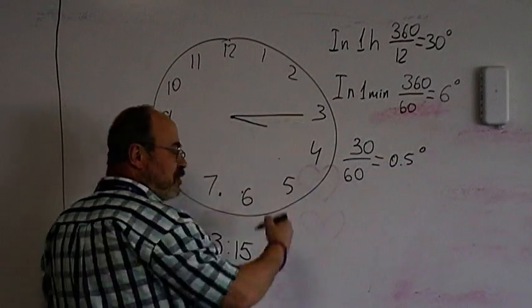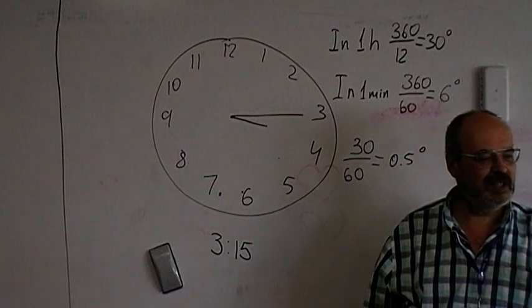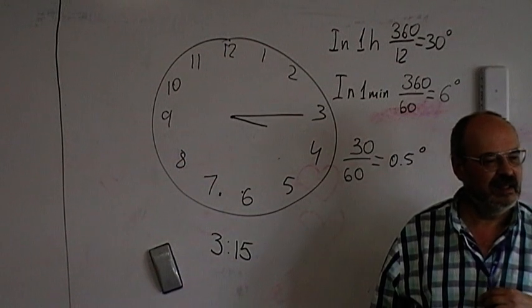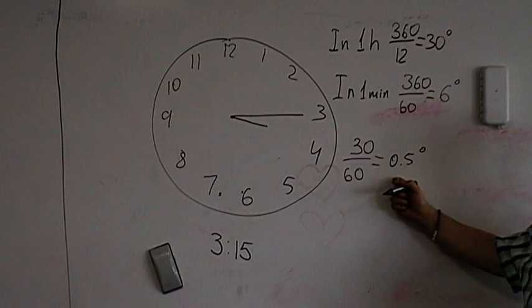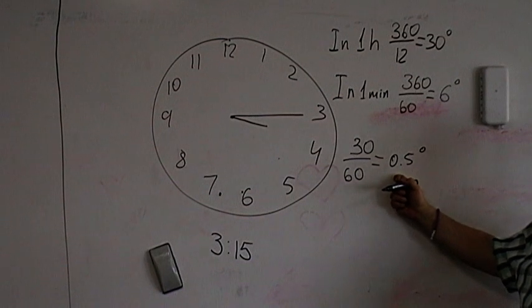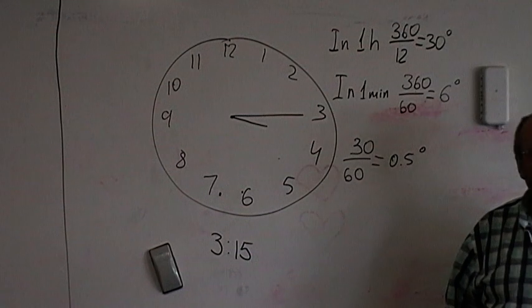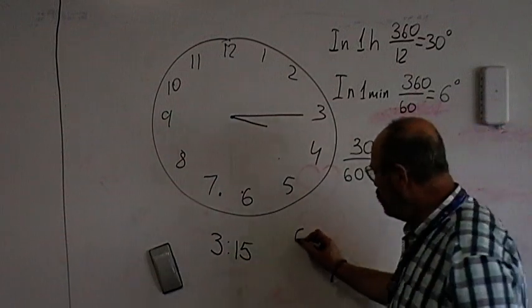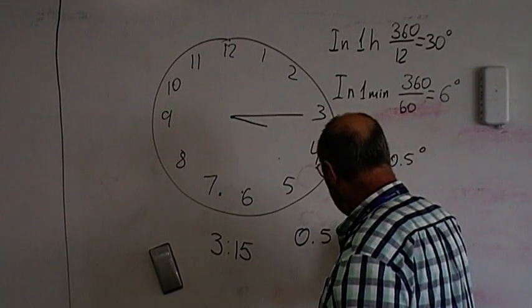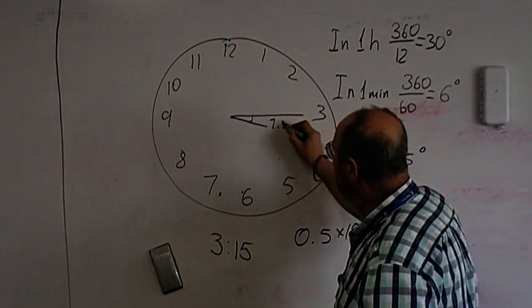How much does the hour hand move in a minute? It moves half a degree in a minute. So in 15 minutes, how much will it move? 0.5 times 15 equals 7.5 degrees. So this angle will be 7.5 degrees.